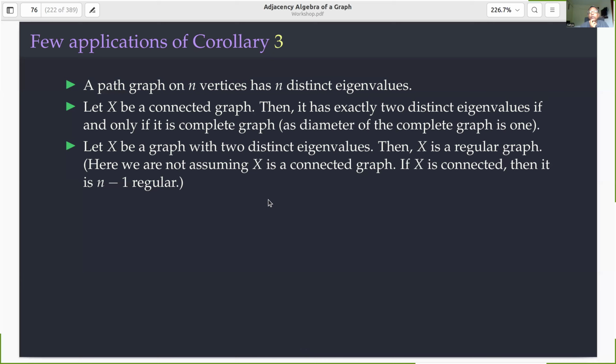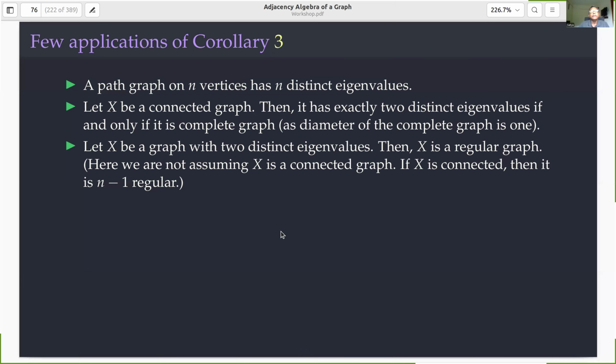That we will see now. If it is connected, then we already know it is a complete graph, so automatically regular, and n minus 1 regular. So somebody can try: if it has exactly two distinct eigenvalues.